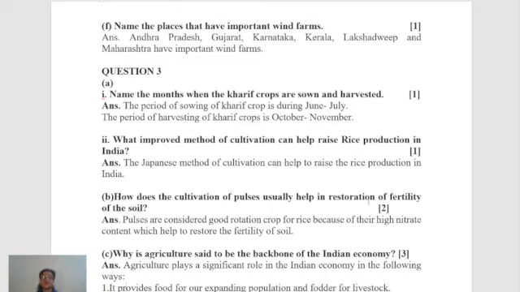Next question is, what improved method of cultivation can help raise rice production in India? For this, the best method we can find till now is the Japanese method of cultivation, which can help raise overall rice production in India.